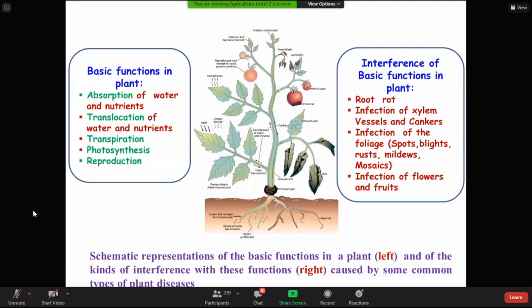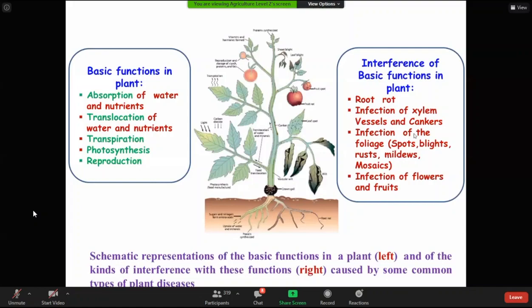Okay? And some pathogens attack vascular systems, for example bacterial wilt or some disease called canker. You will learn day by day. So wilt and canker basically infect the xylem vessel. If the xylem vessel is infected, then translocation is disturbed. I mean the translocation of water and nutrients is interrupted, and then the transpiration also.